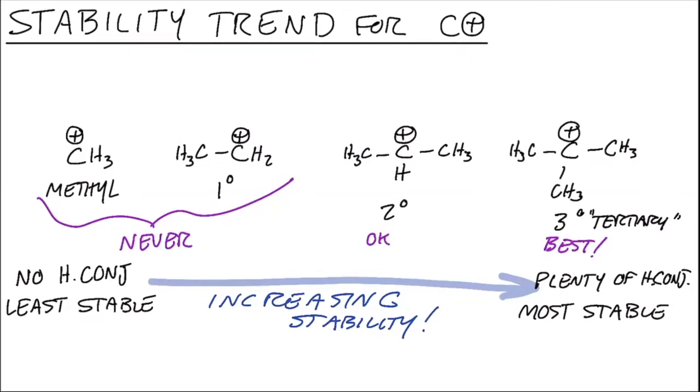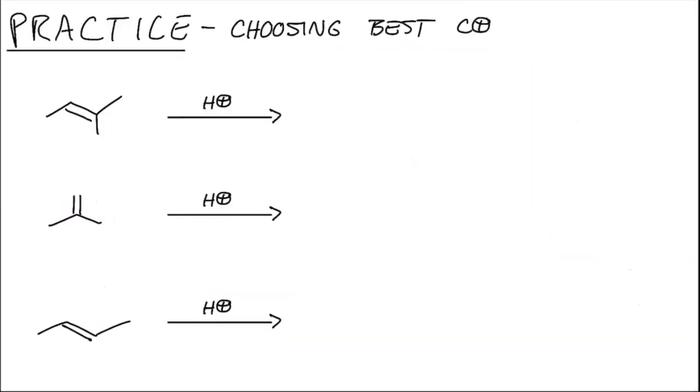Now that we know a little bit more about what makes a carbocation stable in and of itself, we can be a little bit more picky and choosy about how we complete our reactions. So let's go ahead and look at a couple of examples to practice thinking about what's the best carbocation. And then this will help you to predict the outcome of reactions later on.